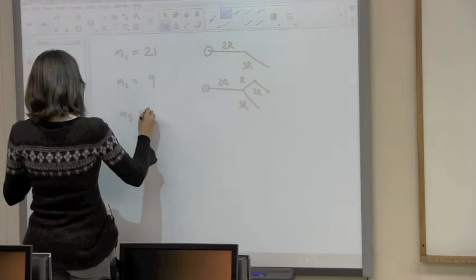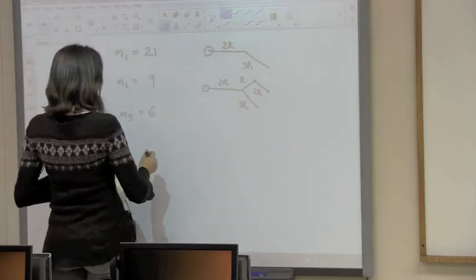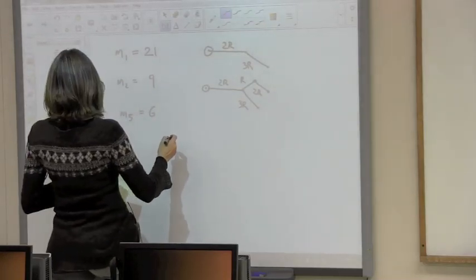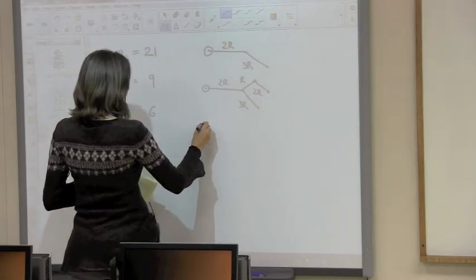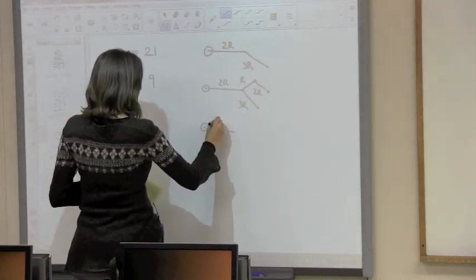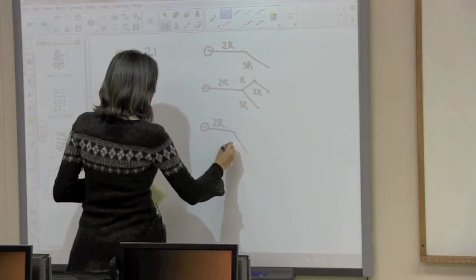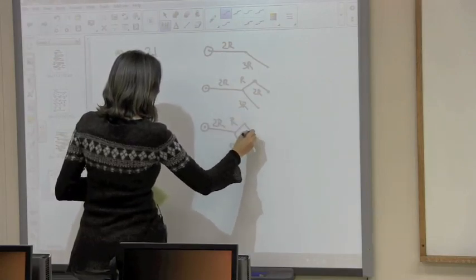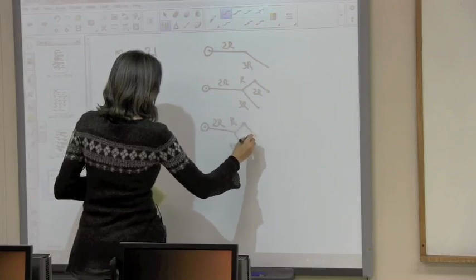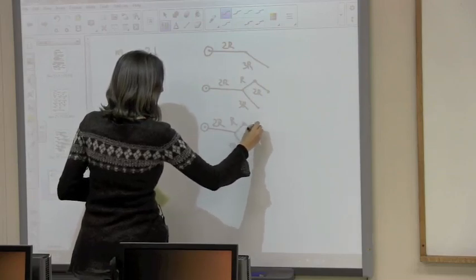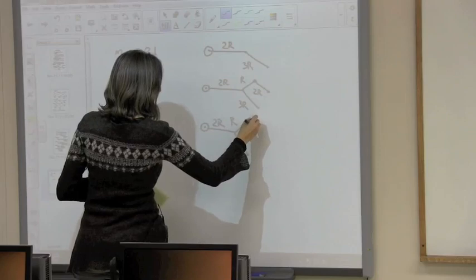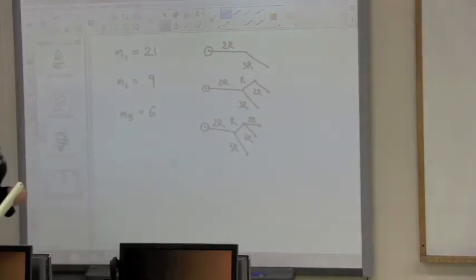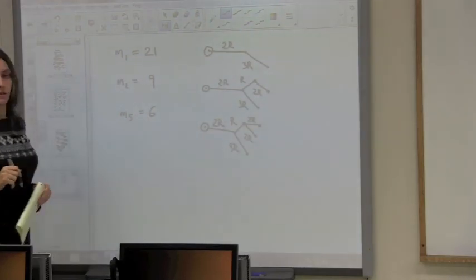M5, I got 6. And M5, I think, correct me if I'm wrong, was the 2R, 3R, here we had an end effector, R, and then we had 2R and another 2R, right? This was subgraph 5. So this can be solved for 6 positions.